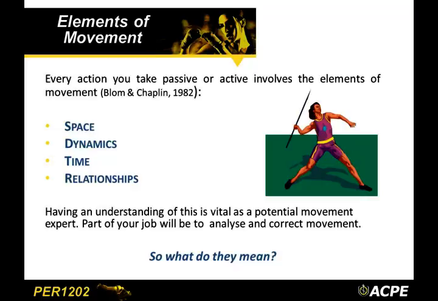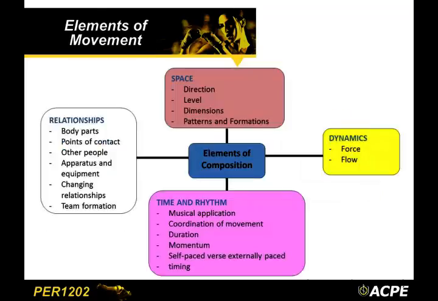Part of your job will be to analyze and correct movements, or in our terms, particularly with GameSense, you'll be manipulating things like space and time to make a desired outcome occur for you. So a brief overview of the 4 looks at, first, space: the direction you'll travel, the levels, low, medium, high, the dimensions, the patterns and formations that you'll use. The relationships: how your body part, holding a tennis racket, will affect something. The points of contact, other people, the relationship you have with teammates, apparatus and equipment, and team formations.